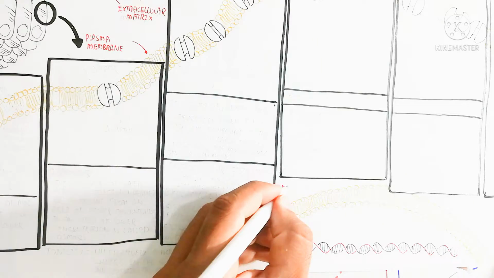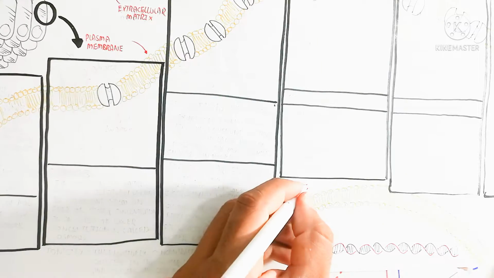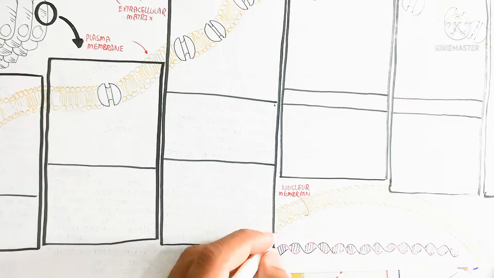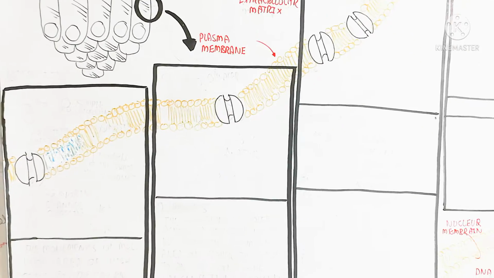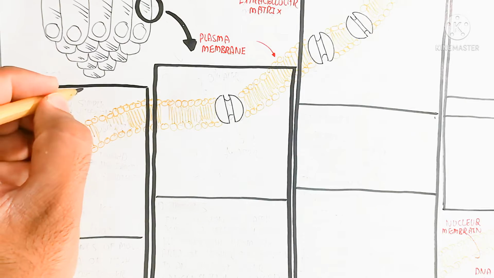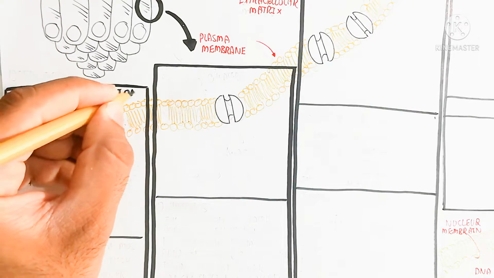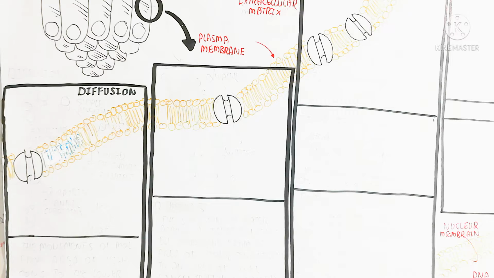Remember, here is the cell, which is part of the tissue, and this is basically the plasma membrane, and this is the nucleus with the nuclear membrane, and inside is the genetic material known as DNA. Remember, this is the model of the cell. So let's begin to understand diffusion.